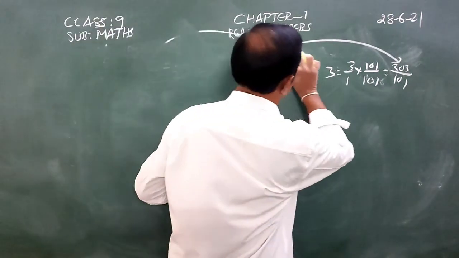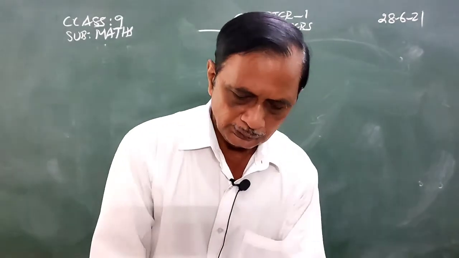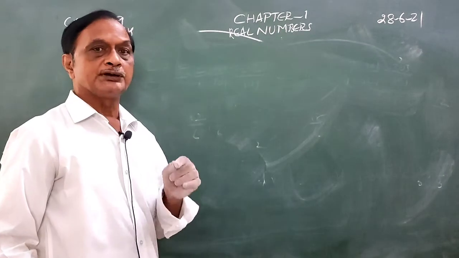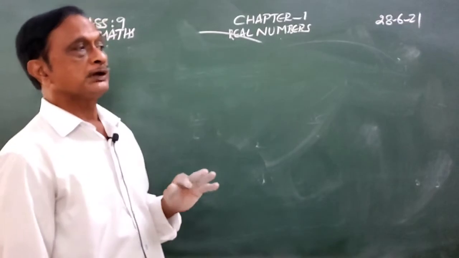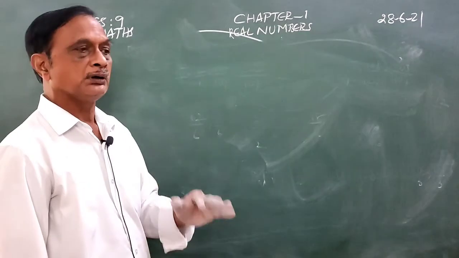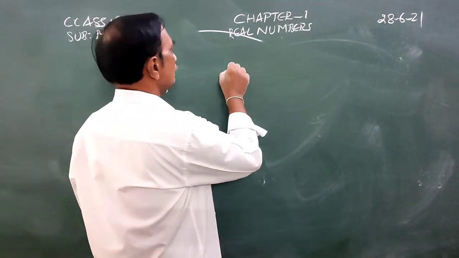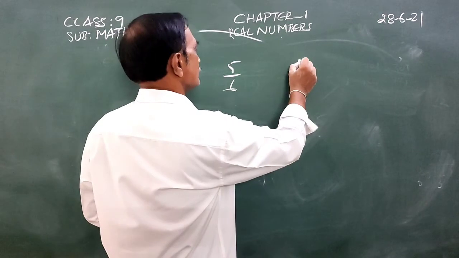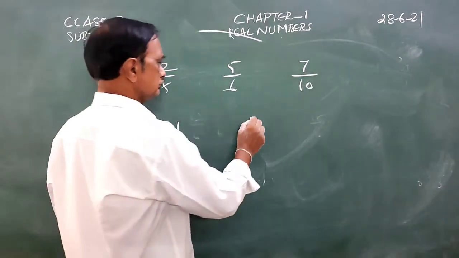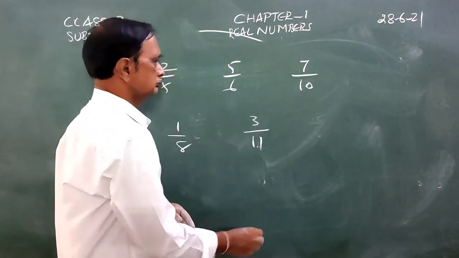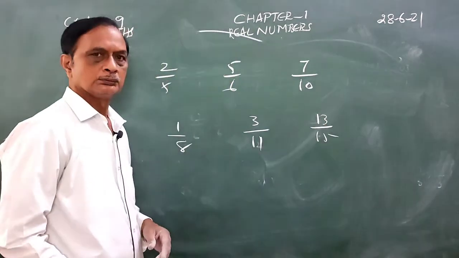And now the last concept is: a rational number can be expressed as a terminating decimal or non-terminating repeating decimal. What? A rational number can be expressed either in the form of a terminating decimal or non-terminating repeating decimal. 2 by 5, 5 by 6, 7 by 10, 1 by 8, 3 by 11, 13 by 15.